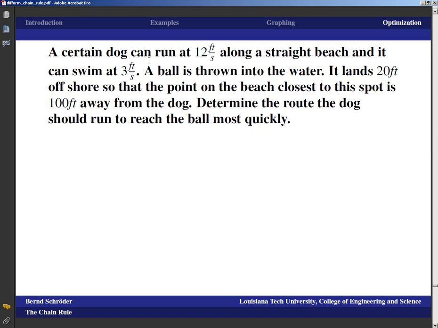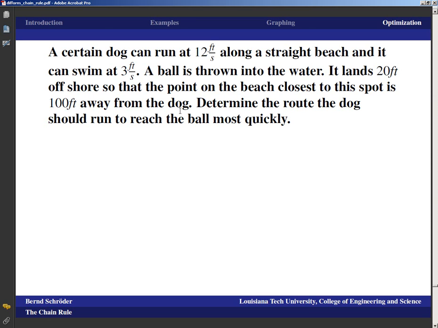So what's the situation here? We've got a dog who can run 12 feet per second along a straight beach, and it can swim 3 feet per second in the water. And a ball is thrown into the water, which lands 20 feet offshore, so that the point on the beach that is closest to that spot is 100 feet away from the dog.